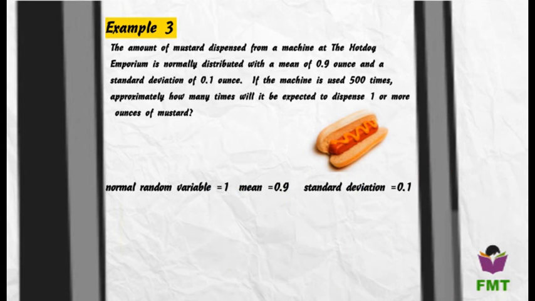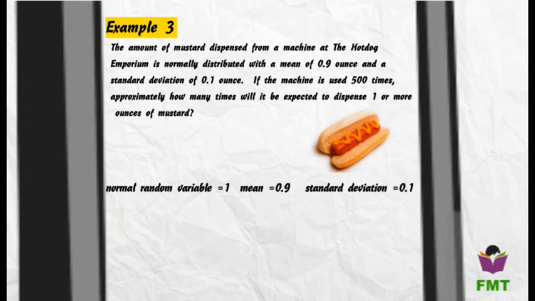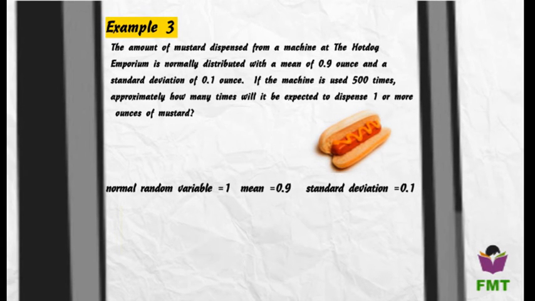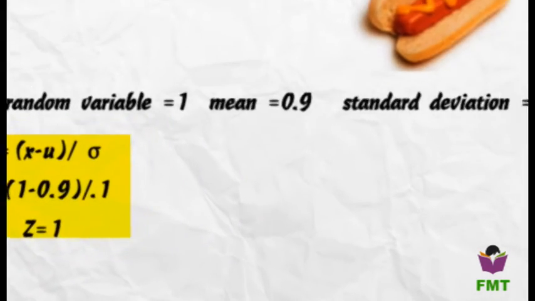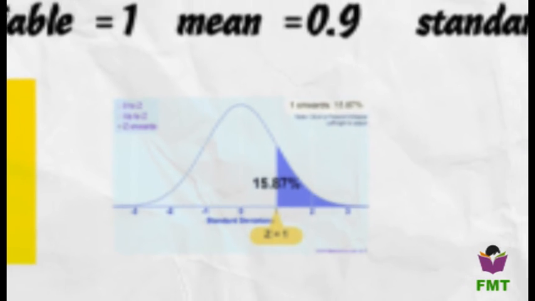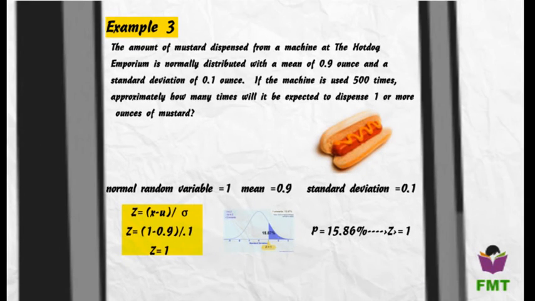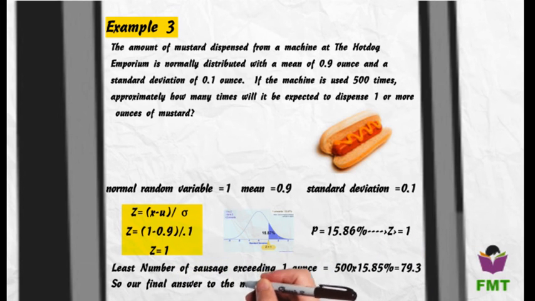Normal random variable equals 1, mean equals 0.9, standard deviation equals 0.1. Using the Z-score formula to calculate the Z, equivalent probability to Z value of 1 equals 15.86%. Number of times exceeding 1 ounce equals 500 times 15.86% equals 79.3. So our final answer to the nearest whole number is 80.